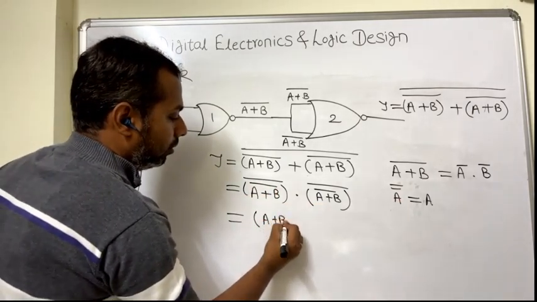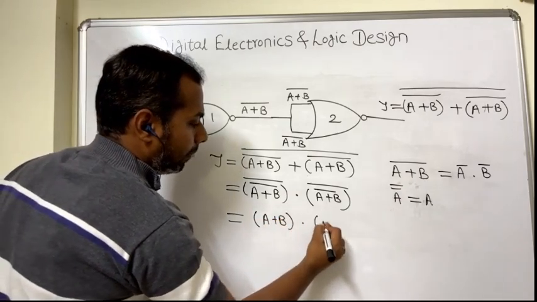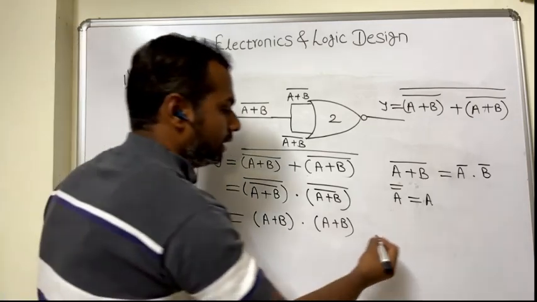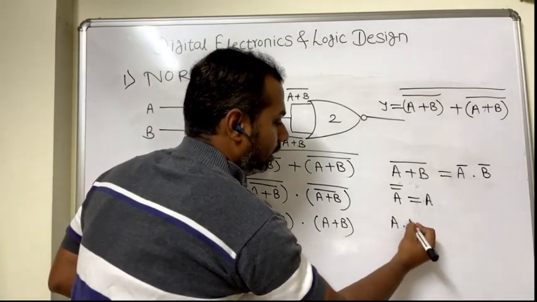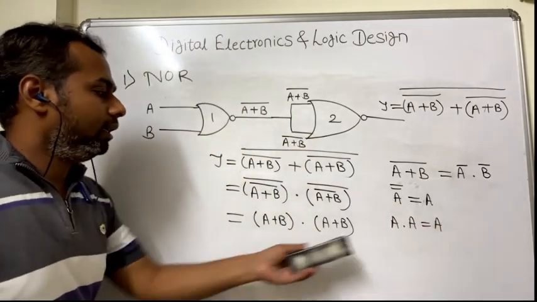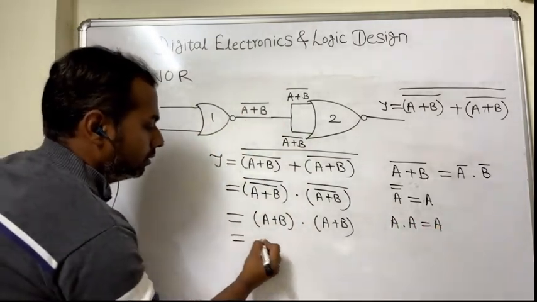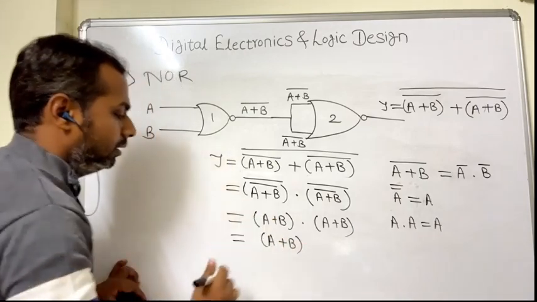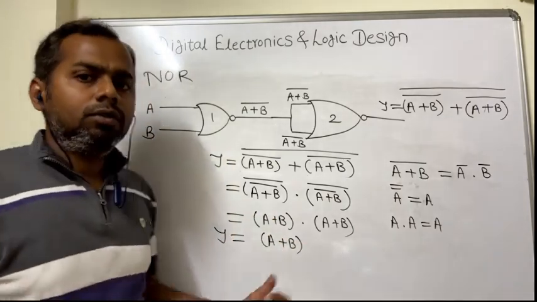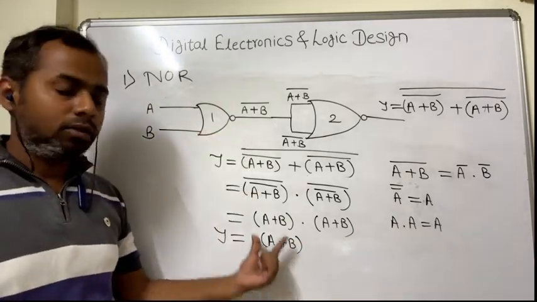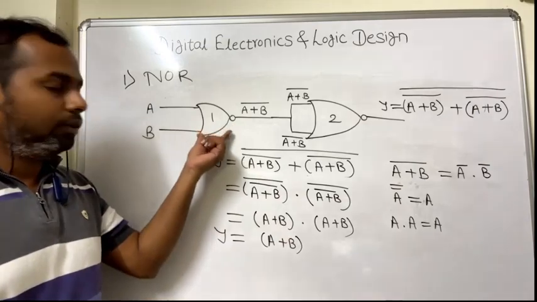A or B and A or B. Again we are having one logical theorem, if A and A, it is always equal to A. Use that theorem here. So using that I can write this as a final output. So this is what realization of OR gate using NOR gate. Okay.